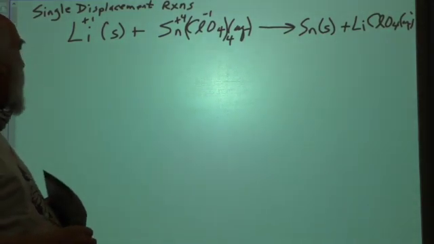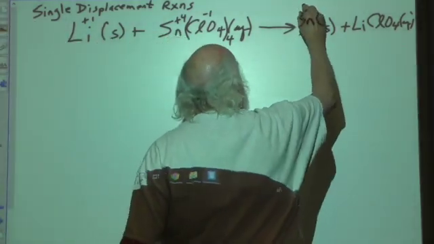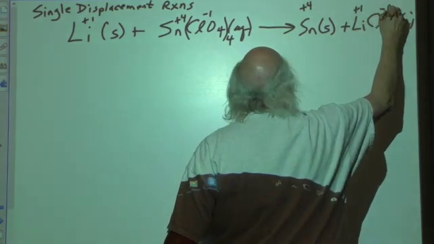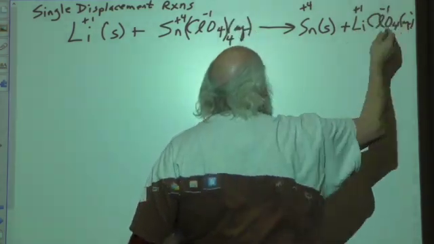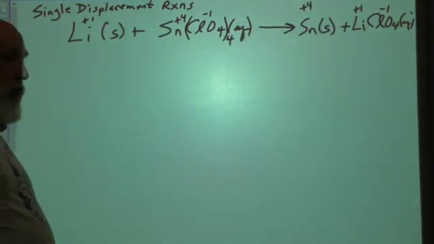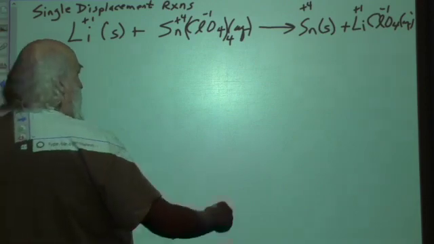Alright? Now, let's make sure we got the right equation. So let's put the charges on there. Positive 4, positive 1, negative 1 from what we got over here. And look, charges balance out. So that's the correct formula for lithium perchlorate. Now we got to balance the equation out.